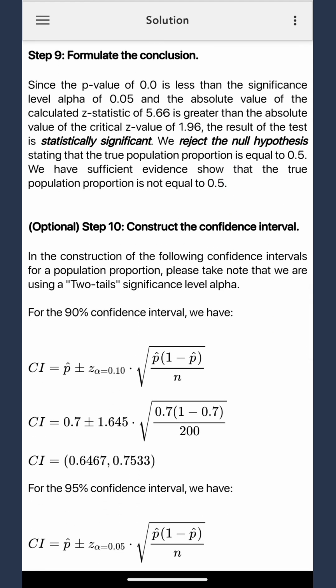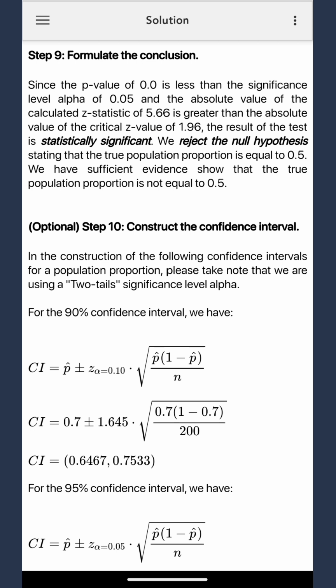Using our decision rule, since the calculated z-statistic of 5.66 is greater than the critical value of 1.96, and the p-value is very small and is less than the significance level alpha of 0.05, the result of the test is statistically significant. We reject the null hypothesis. This implies that the proportion of students who prefer online classes is different from the hypothesized proportion of 0.50. In addition, since the z-statistic is positive, z equals 5.66, it indicates that the observed proportion is significantly greater than the hypothesized proportion.